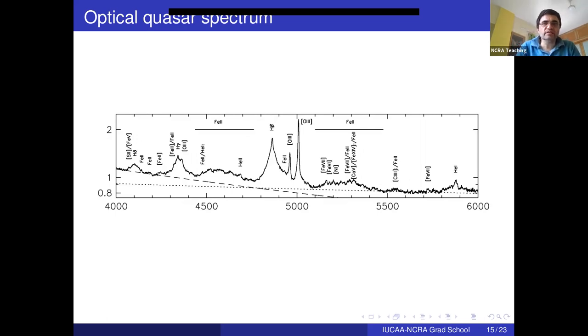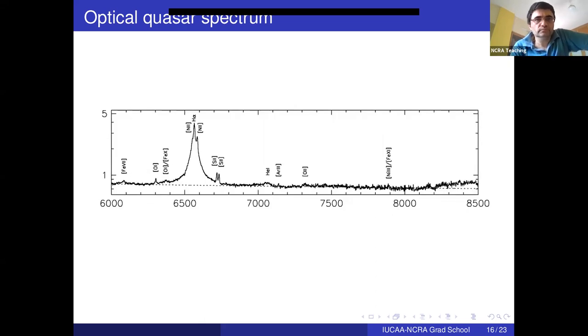And similarly, the O3 lines, there are two lines. There is one at, I think, 5007 angstroms, and one at 4958 or 4959 angstroms. So this is referred to as the O3 doublet. These are also forbidden transitions, but again, quite commonly seen. Right.